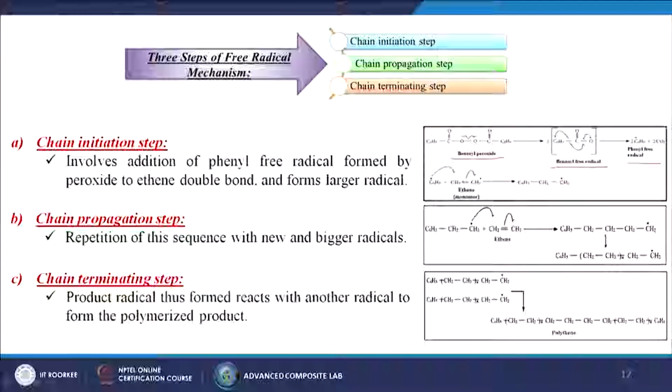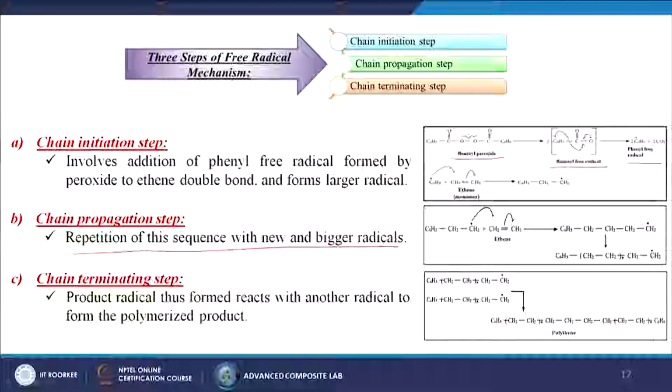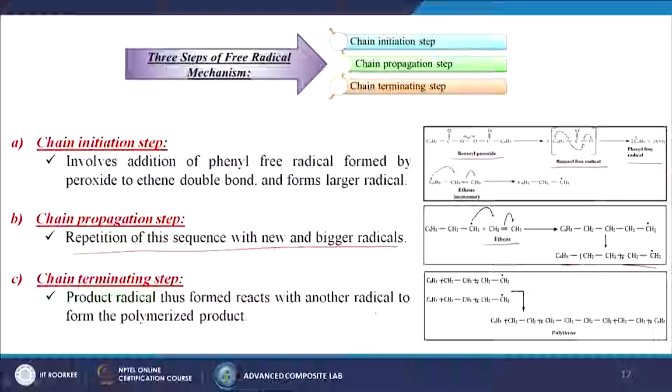When we are talking about the chain propagation step, it means whatever product we have prepared, now we try to increase the growth of that particular mass. So, what is that? Repetition of this sequence with new and bigger radicals. Like ethene, so the repeating unit, then again we increase the same repeating unit. And the last one is called the chain terminating step, means after a certain time, after a certain reaction, we terminate the whole process. So, the product radical thus formed reacts with another radical to form the polymerized product. So, ultimately we are making polythene.